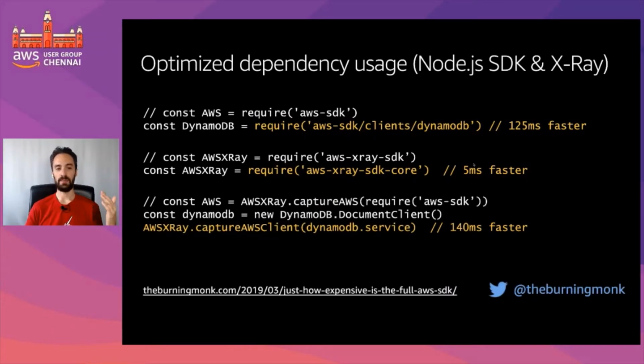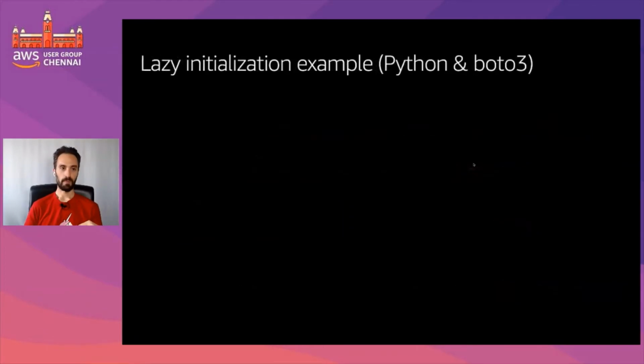Now, I think there is an article from March last year where Jan is sharing a lot of statistics about different runtimes and different SDKs and different metrics. This might be already a good way to shave off a few milliseconds. Another way is this idea of lazy initialization.